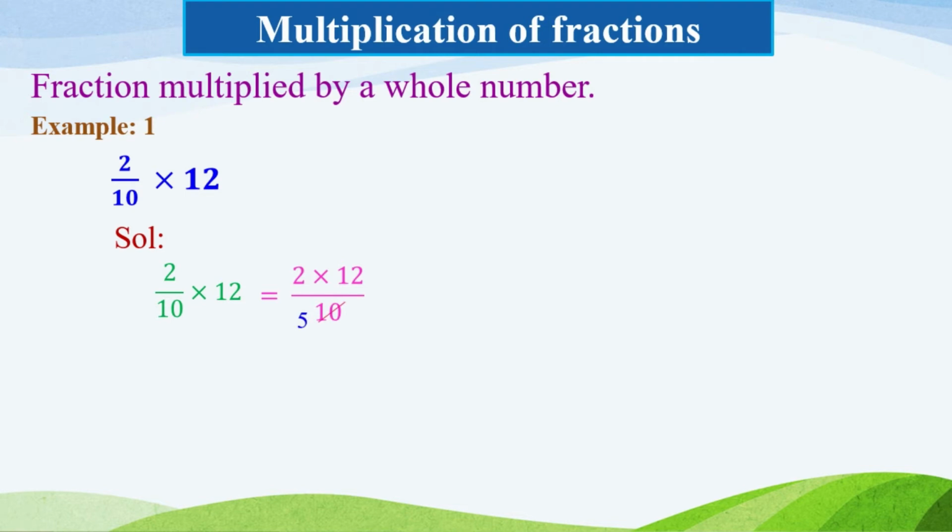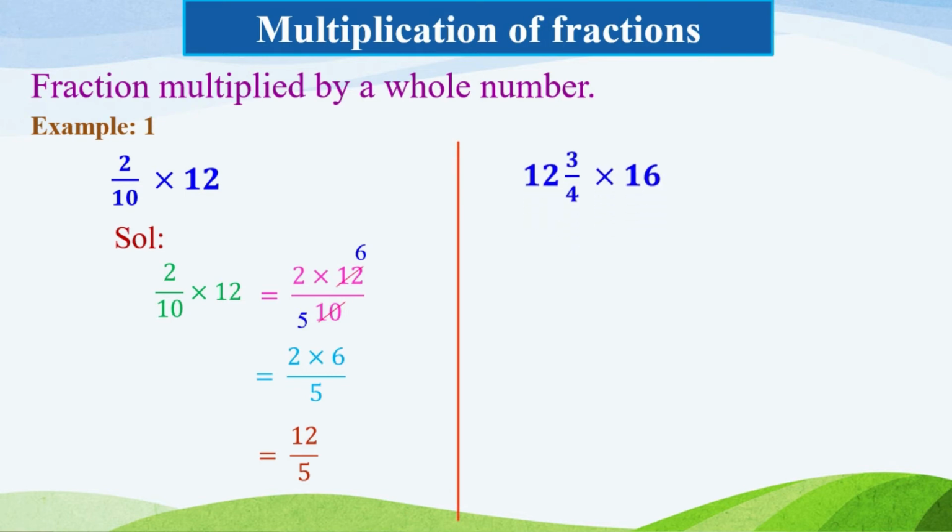Now cancel the common factor. Now cancel 10 and 12. Take 2 table. 5 2s are 10, 6 2s are 12. The remaining is 2 into 6 divided by 5. So now multiply the values. 2 into 6 we get 12. So 12 by 5. The answer is 12 by 5.